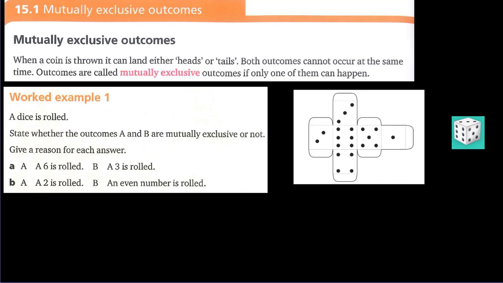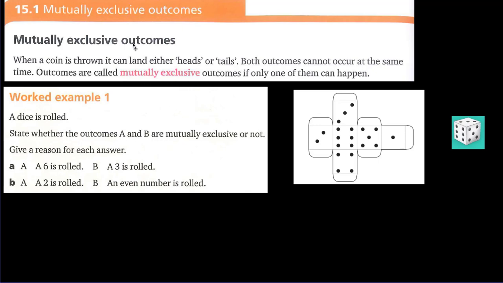Hi dear students, we are starting a new chapter, that's probability, and we are going to study about mutually exclusive outcomes. What is mutually exclusive outcomes? Here it is the definition. When a coin is thrown, it can land either head or tail. You know that both outcomes cannot occur at the same time. So this sentence, cannot occur at the same time, means mutually exclusive outcomes.